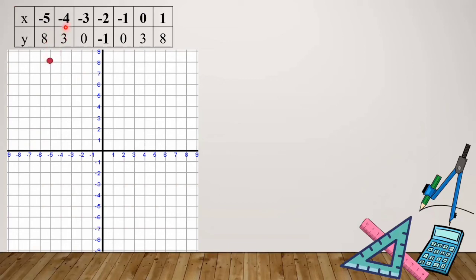The next is negative 4 and 3. Hanapin muna natin yung negative 4 sa x-axis. Ito siya. Then the y value, which is the positive 3. Ito siya. Then negative 3 and 0. Negative 2 and negative 1. Negative 1 and 0. 0 and 3. 1 and 8. So after that, pwede na natin siyang i-connect.